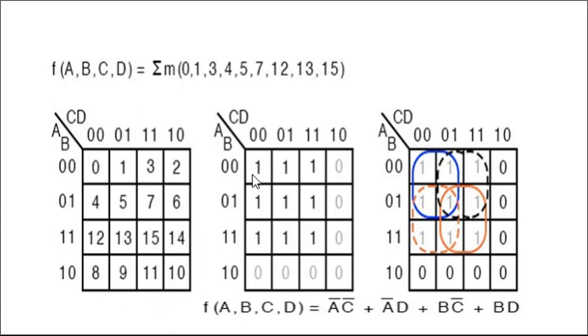Then observe: here 0 exists, so we mark the respective cell as 1. 1 exists, so we mark 1. 3, okay. Where you mark the 1 in the respective cells, those numbers are present in the function. The remaining locations have the value 0.